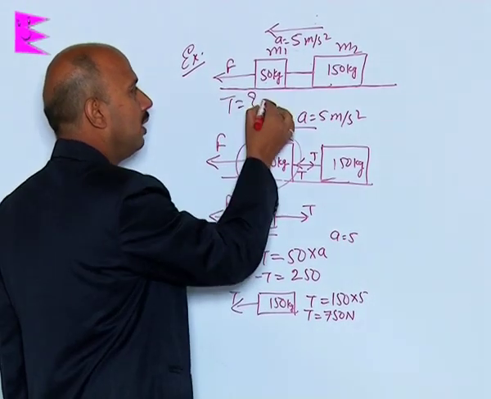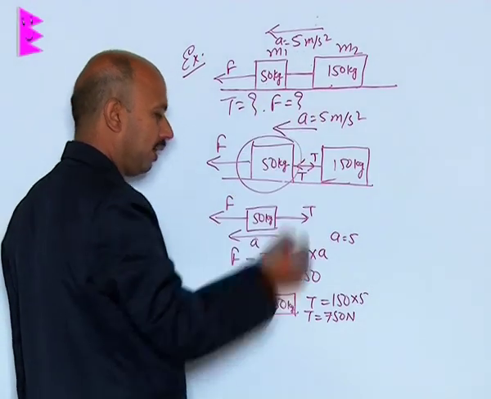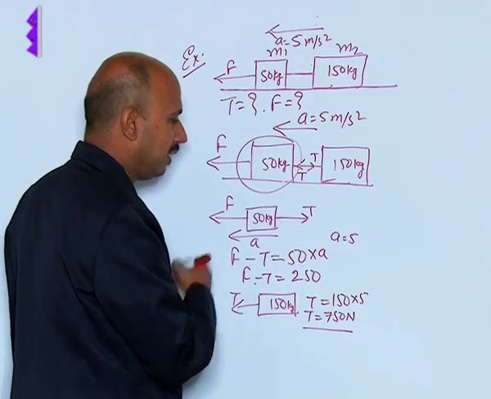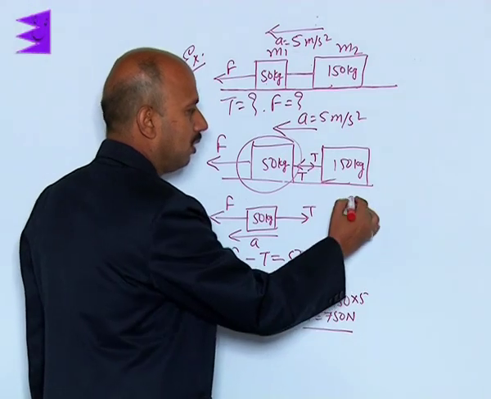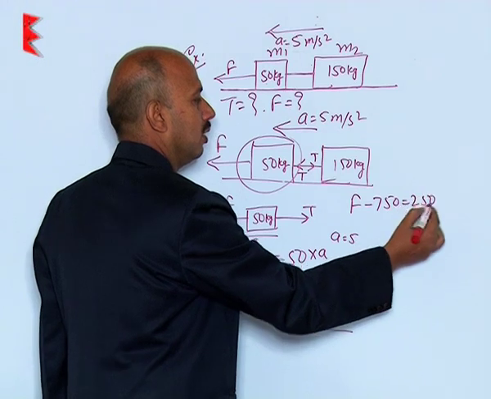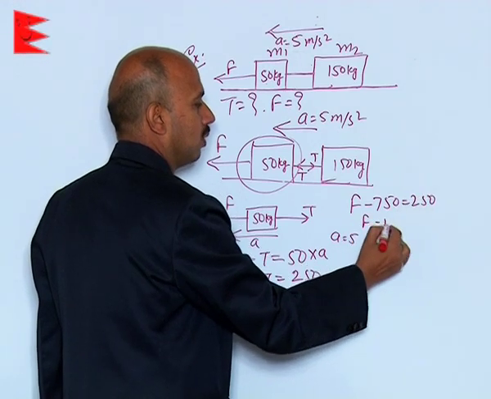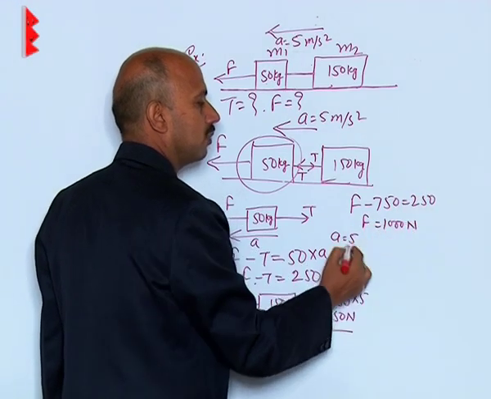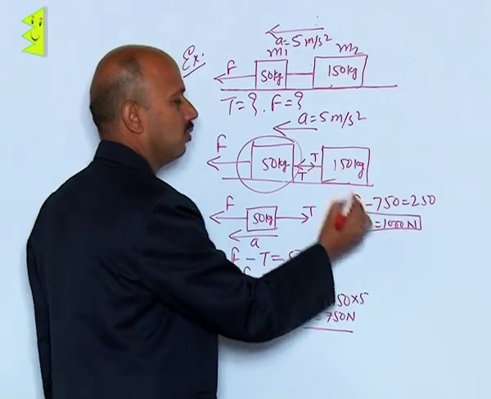Now we have to calculate F also. So we can calculate F, put the value of T in this equation. So you will be getting here F minus 750 is equal to 250, so F is equal to 1000 Newton. So this is the force F.